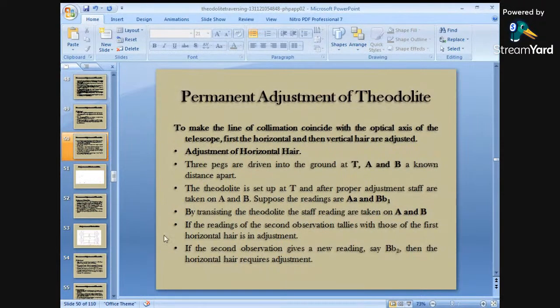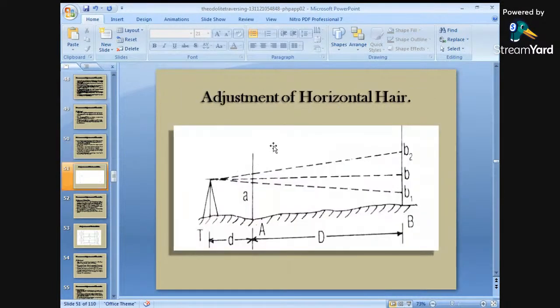After that, the next one is to make the line of collimation coincide with the optical axis. If you want to make the line of collimation coincide with the optical axis of the telescope, first the horizontal and then the vertical hairs are adjusted. So you need to adjust the vertical as well as the horizontal hair. How is the adjustment of the horizontal hair done? Three pegs are driven into the ground at T, A, and B at a known distance apart. You can see that in this diagram.